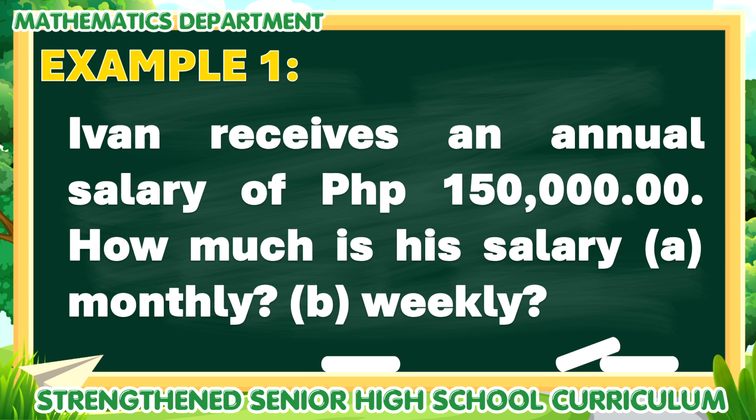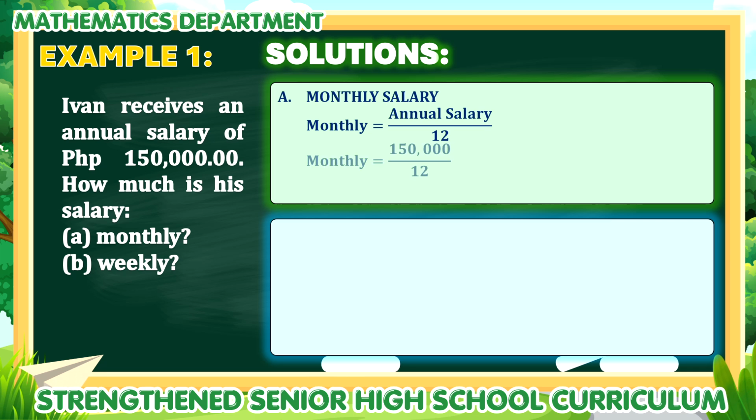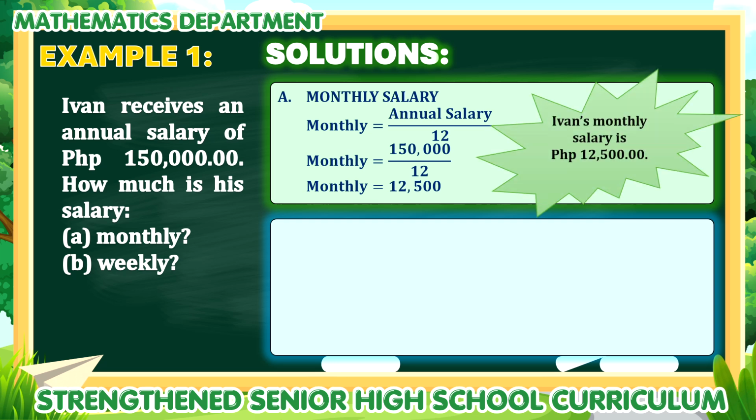For example, number 1, Ivan receives an annual salary of 150,000 pesos. How much is his salary monthly and weekly? To find the monthly salary of Ivan, we will be using the formula monthly is equal to annual salary divided by 12. From the given problem, our annual salary is 150,000 pesos. So therefore, monthly is equal to 150,000 pesos divided by 12. That gives us a result of 12,500 pesos. Hence, Ivan's monthly salary is 12,500 pesos.